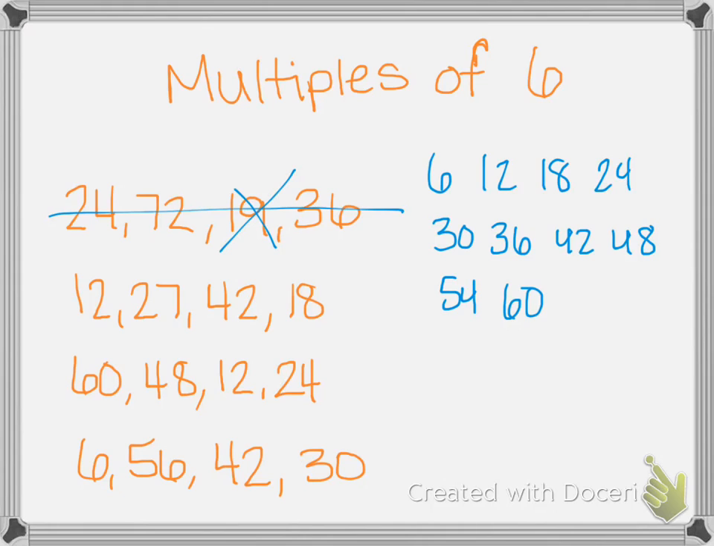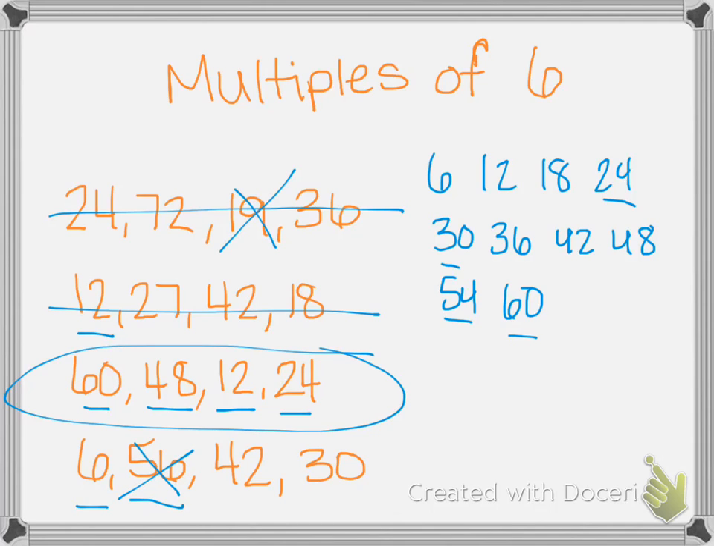The next one, we have 12, which works, 27, we have 24 and 30, but not 27, so that does not work. The last one, we have 60, which works, 48, 12, and 24. This looks right, but let's check our last one just in case. And then we have 6, which works, 56, we have 54 and 60, but not 56. Therefore, the third one is correct.